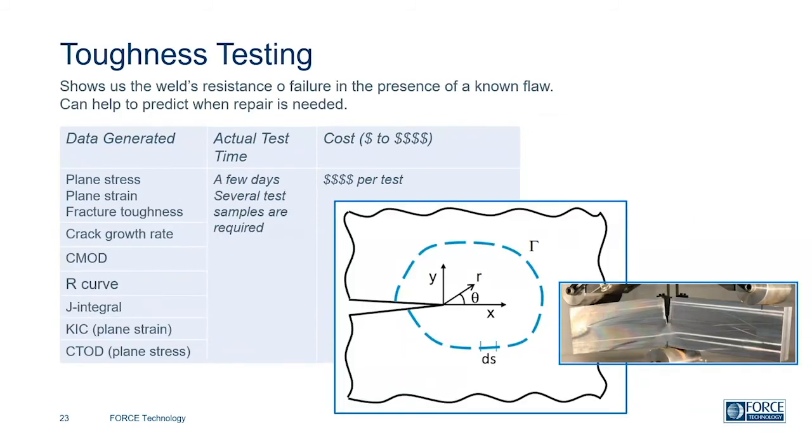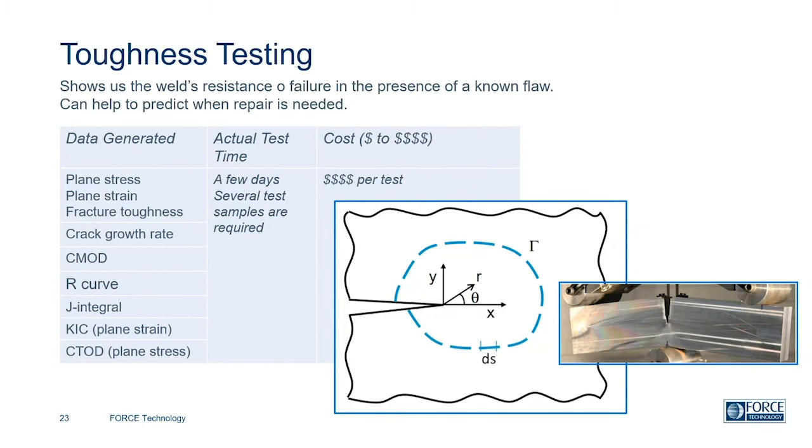Now we get onto something that takes a bit more and is on the expensive side of the scale. What I mean by expensive is, if you're a small company, it would be expensive. If you're a large company, then it's relative, depending on the information we get out of it. But it's expensive because it takes a few days to do the test, and many samples are required. And what these toughness tests show us is the weld's resistance to failure in the presence of a known flaw.